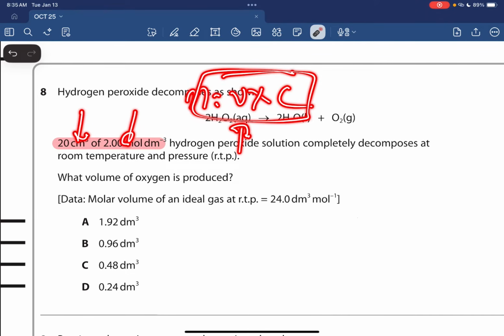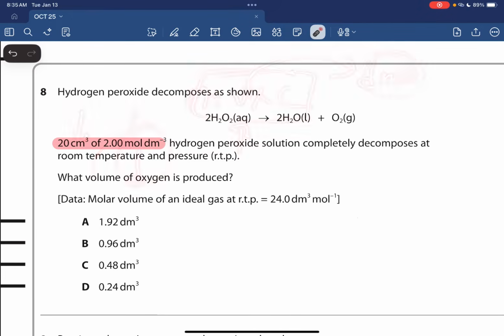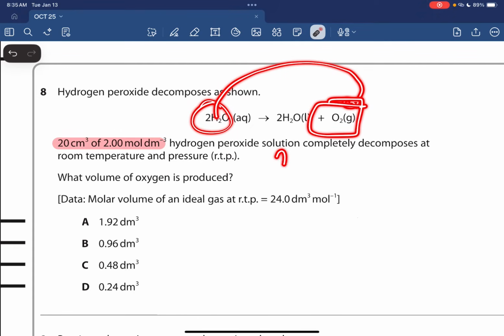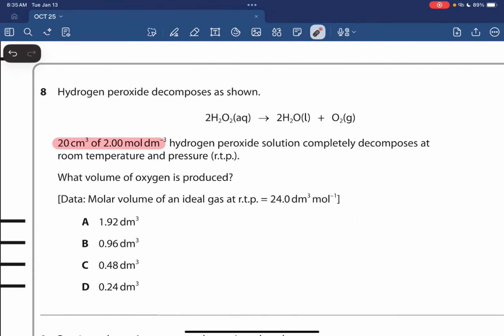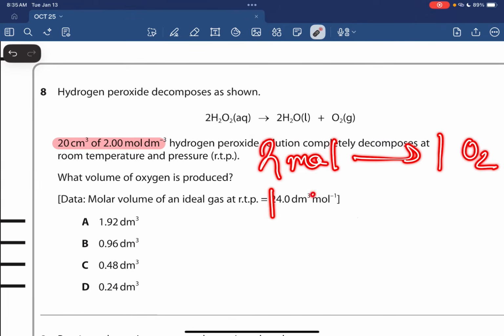While figuring out the number of moles, make sure that the volume is in dm cube, because our concentration on the other hand is in dm cube. Once you have this, you're going to compare the molar ratios and they're reacting in a 2:1 ratio, okay? Which means that 2 mole of H2O2 forms 1 mole of oxygen. So 1 mole would be forming 1 by 2 oxygen.